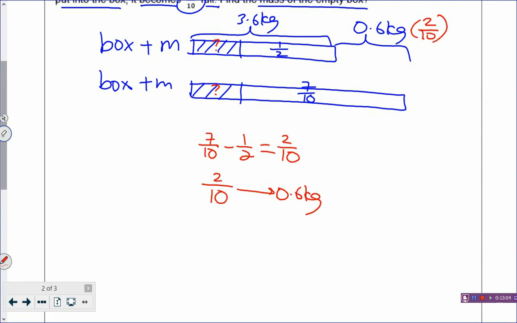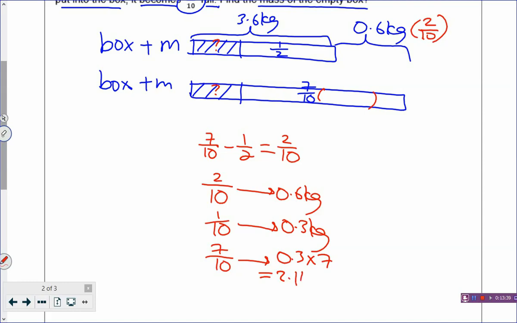So can you find what is 1 over 10 of the marbles? How heavy is 1 over 10? So you take 0.6 and you divide by 2. Your 2 over 10 is like 2 units. 2 units of the marbles is 0.6 kg. So you take 0.6 divided by 2 and that will be 0.3 kg. So how heavy is 7 over 10 of the marbles? It is 0.3 times 7, and you will get 2.1 kg. And whatever numbers you found, you always put into the model so that it becomes clearer.